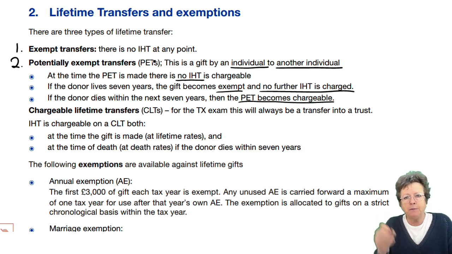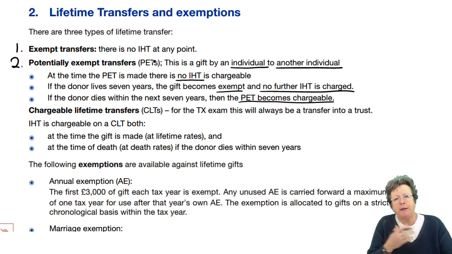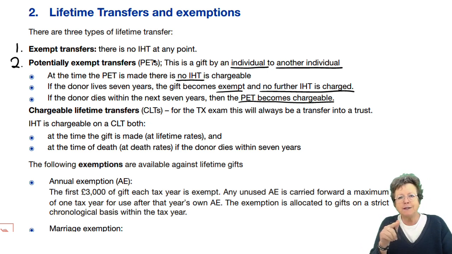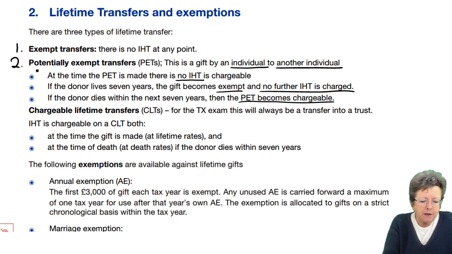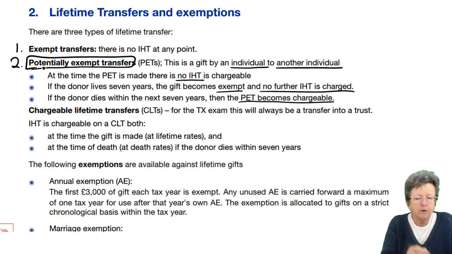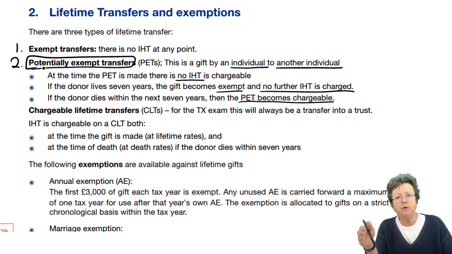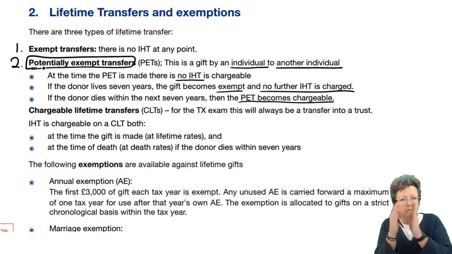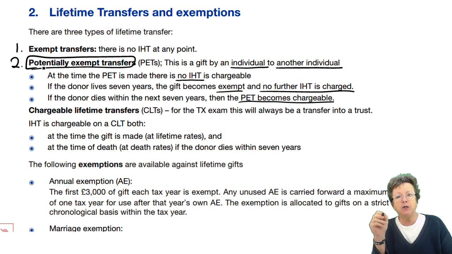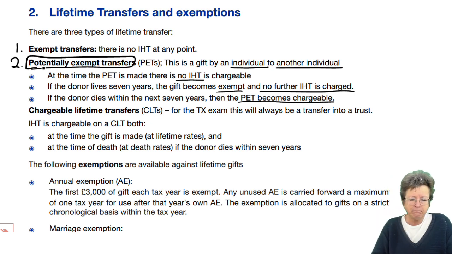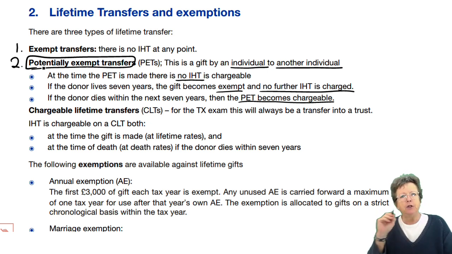Now in the exam, just one thing. The first time you come across this, I call them PETs because that's what they are. You must write out in full potentially exempt transfers. Write that out in full, brackets PETs, close brackets, then you can use PETs instead. But you must write it out the first time so the examiner knows that you know what it means. PETs: individual to individual, no IHT at the time. You live 7 years, it becomes exempt. You die within 7 years, it becomes chargeable.